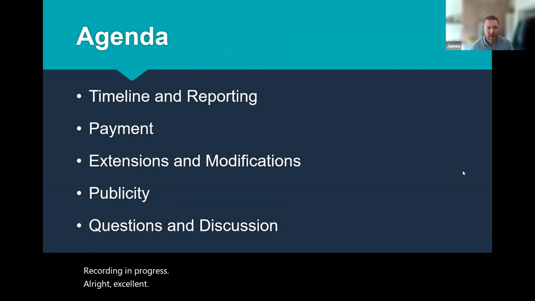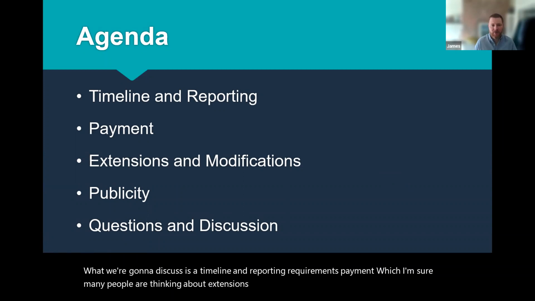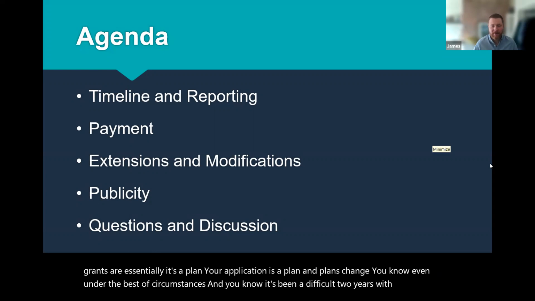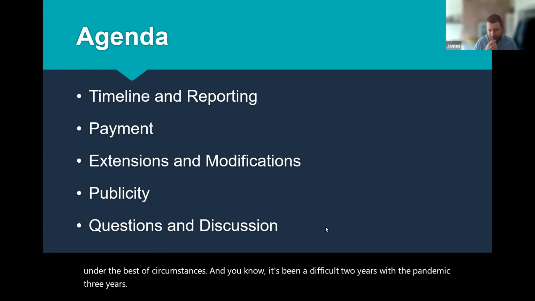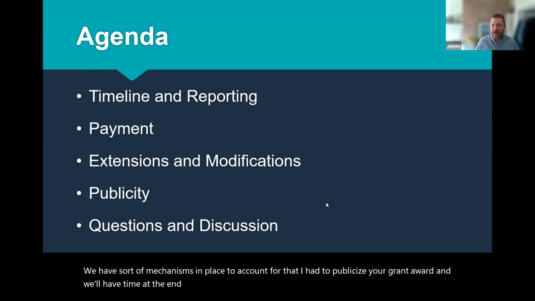Okay, so what we're going to discuss is timeline and reporting requirements, payment, which I'm sure many people are thinking about, extension requests and project modifications, whether that's modifications to your project, the scope of work, or budgets. We all know that grants are essentially a plan. Your application is a plan, and plans change, even under the best of circumstances, and it's been a difficult 2 years with the pandemic, 3 years. So we have mechanisms in place to account for that. We'll also cover how to publicize your grant award, and we'll have time at the end for questions and discussion.